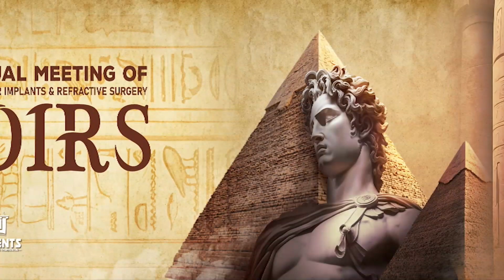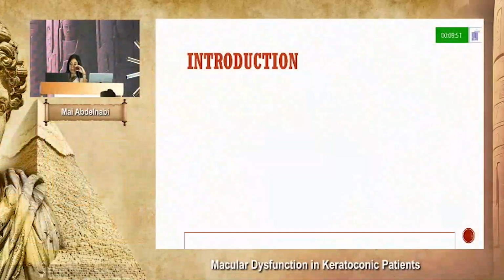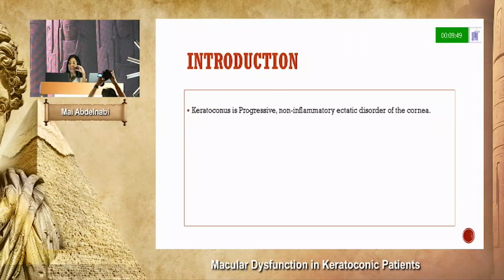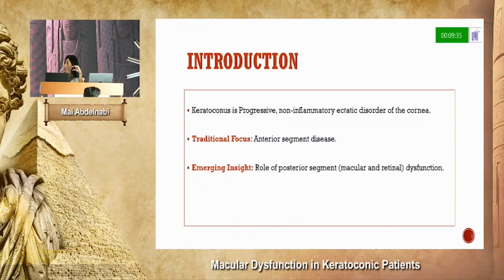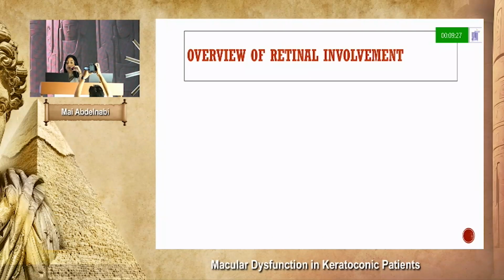Today my talk is about keratoconus from a different point of view. As mentioned before, keratoconus is a progressive non-inflammatory ectatic disorder of the cornea. Our traditional focus is that it is a pure anterior segment disease. However, the emerging insight now says there is an element of posterior segment dysfunction in keratoconic patients.